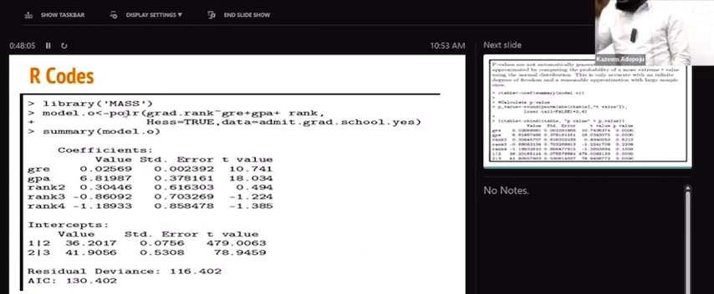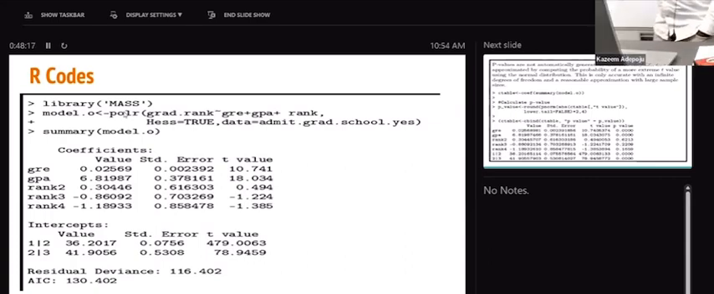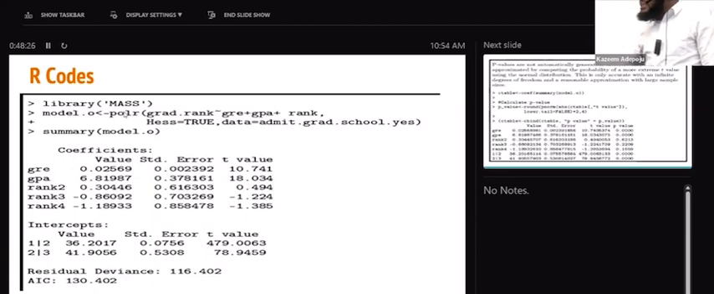Now, what do you see? Can somebody tell me what is acting as the response variable now? Graduate rank. Here we are looking at the effect of GRE, GPA, and the rank of your undergraduate school on the quality of the graduate school. When I say the quality of the graduate school, we have 1, 2, 3. 3 is the highest.